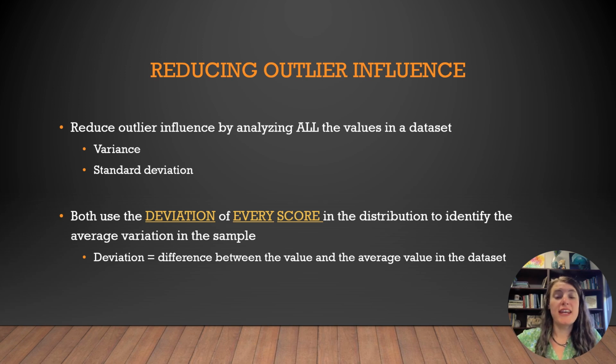These statistics look at every score in the dataset, so they're not as impacted by a single deviant case like the range is. Variance and standard deviation are calculated in a step-by-step process. Variance is calculated first by looking at the deviation of every score. And by deviation, I mean the difference between each individual score and the average score in the dataset. Once you've calculated the variance, then the standard deviation can be attained from the variance itself.